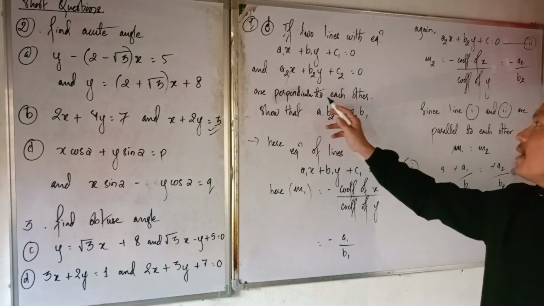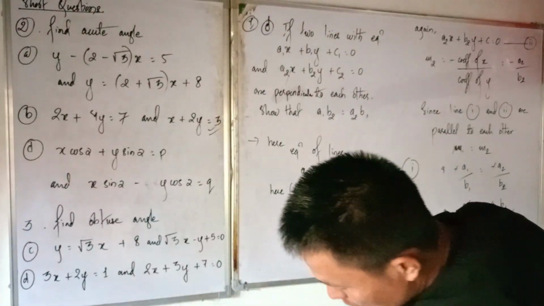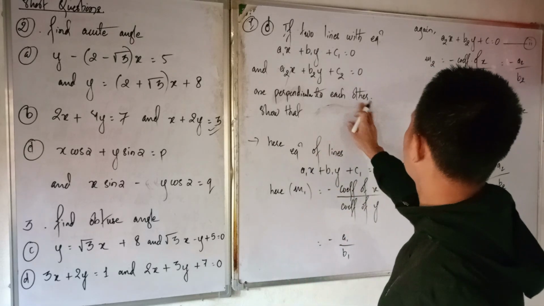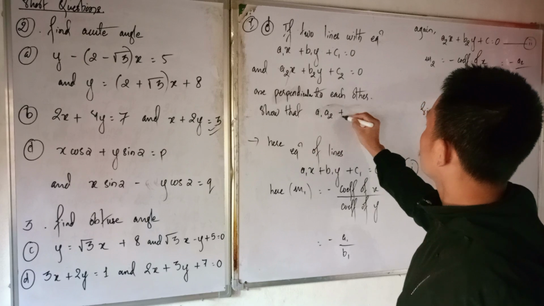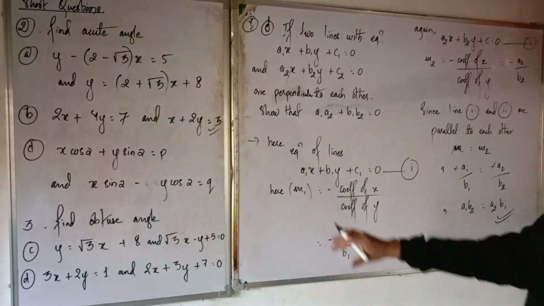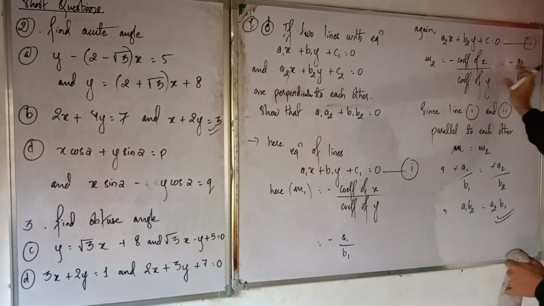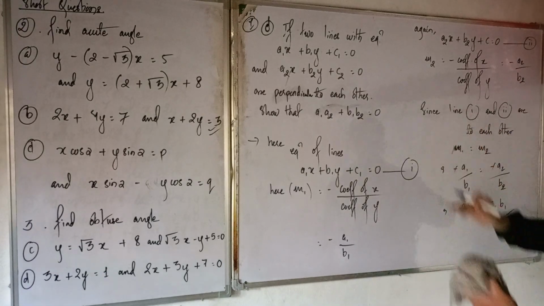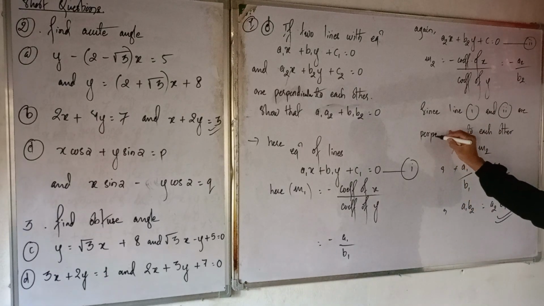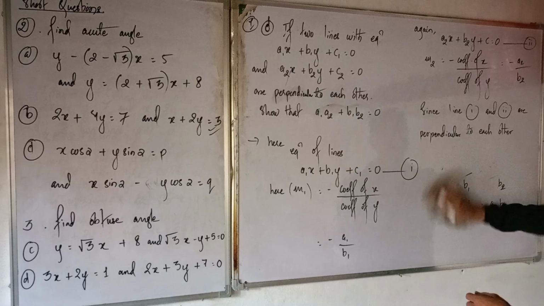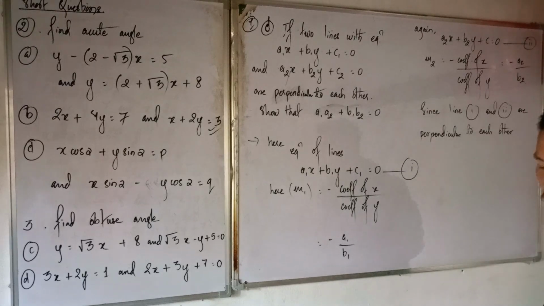So if the lines are perpendicular to each other, now we have to show that a1 a2 plus b1 b2 equals 0. The whole process right up to here is the same. Since line I and line II are now perpendicular to each other, we use the condition for perpendicularity.